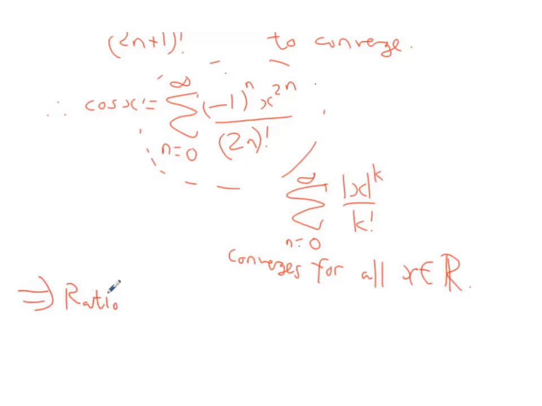Radius of convergence is infinite. We probably should just specify that k needs to be a positive integer, but it wouldn't work if it wasn't anyway.